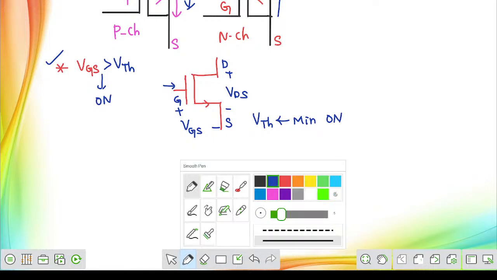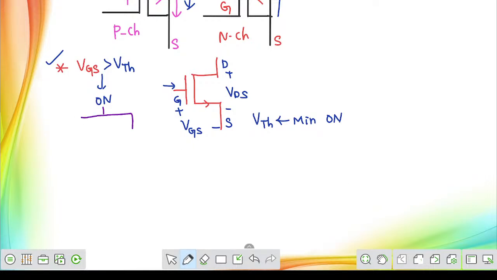Once your MOSFET switches on, there is a chance it will enter into two different regions. As we have seen in the last class, it can be operated in the ohmic region, also called the triode region, or it can also be operated in the saturation region.